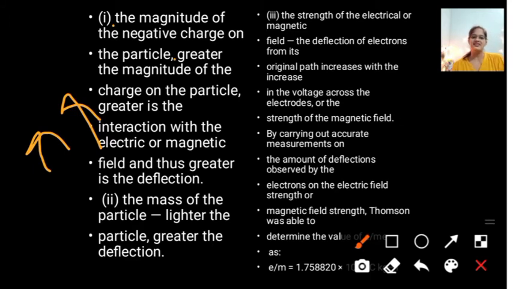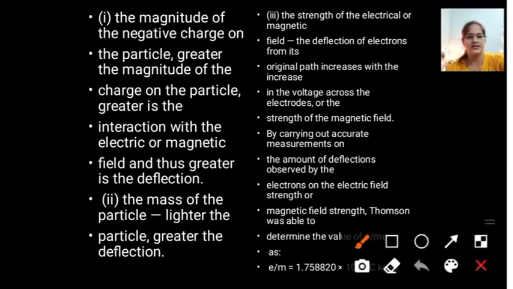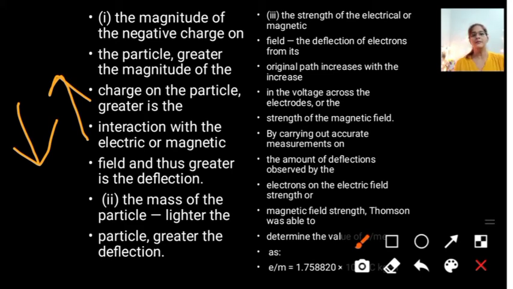Next is the mass of the particle. When he is taking lighter particles, then more deflection is showing. So it means it is inversely proportional to the mass of the particle. When he takes very light particles, more deviation is happening. Then the strength of the electric field or the magnetic field.